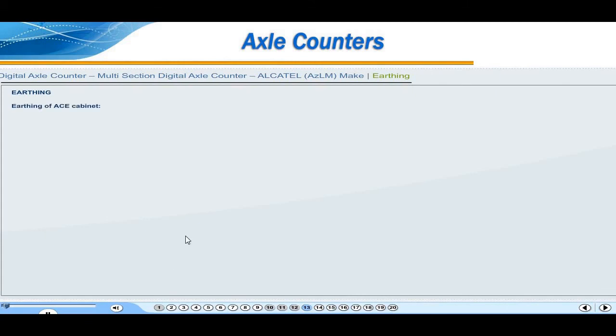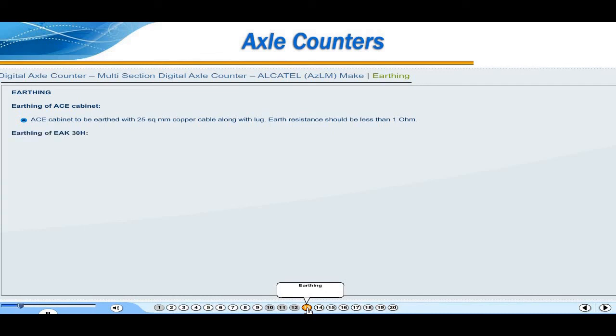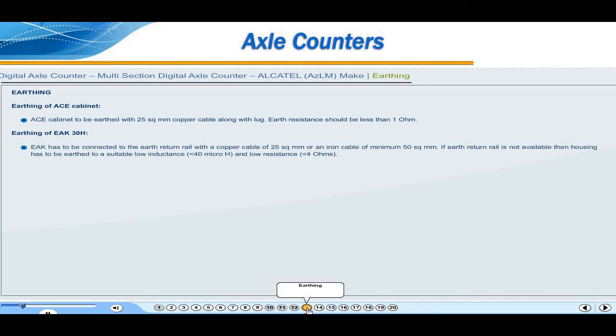Earthing. Earthing of ACE cabinet. ACE cabinet to be earthed with 25 square millimeters copper cable along with lug. Earth resistance should be less than 1 ohm. Earthing of EAK30H. EAK has to be connected to the earth return rail with a copper cable of 25 square millimeters or an iron cable of minimum 50 square millimeters.